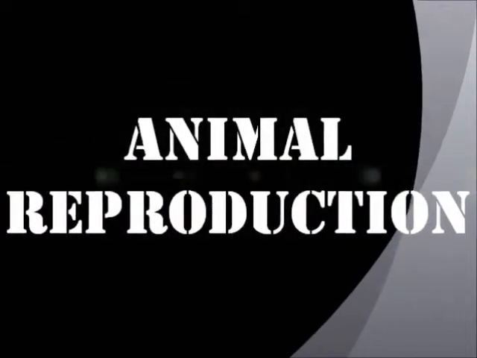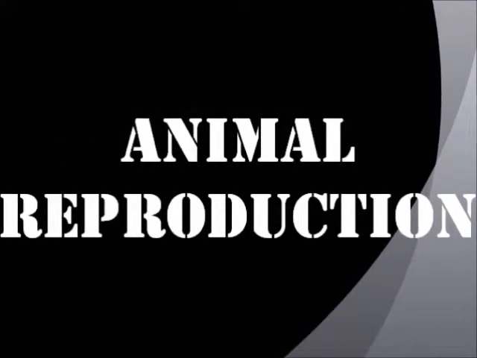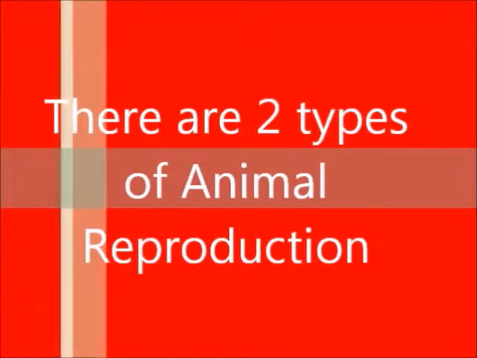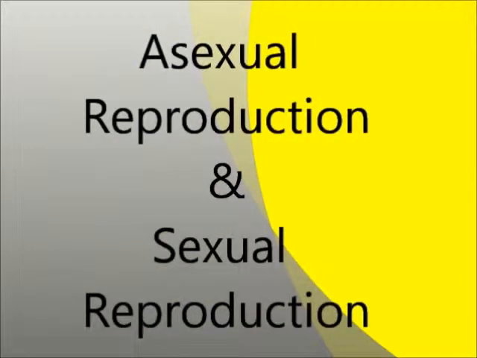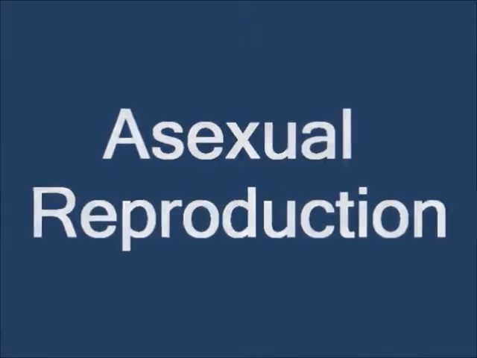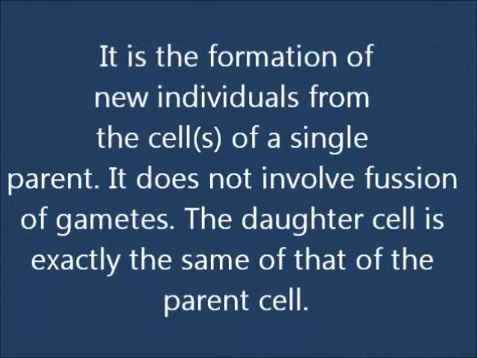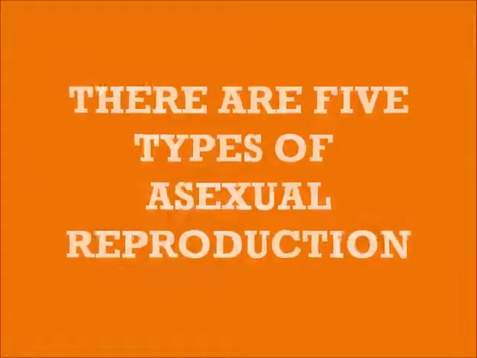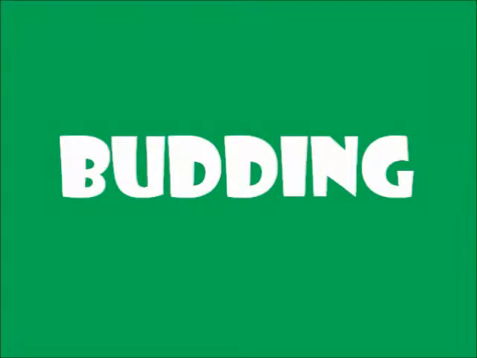What I'm going to talk about is how animals reproduce. There are two types of reproduction: sexual reproduction and asexual reproduction. There are 5 types of asexual reproduction. The first is budding.